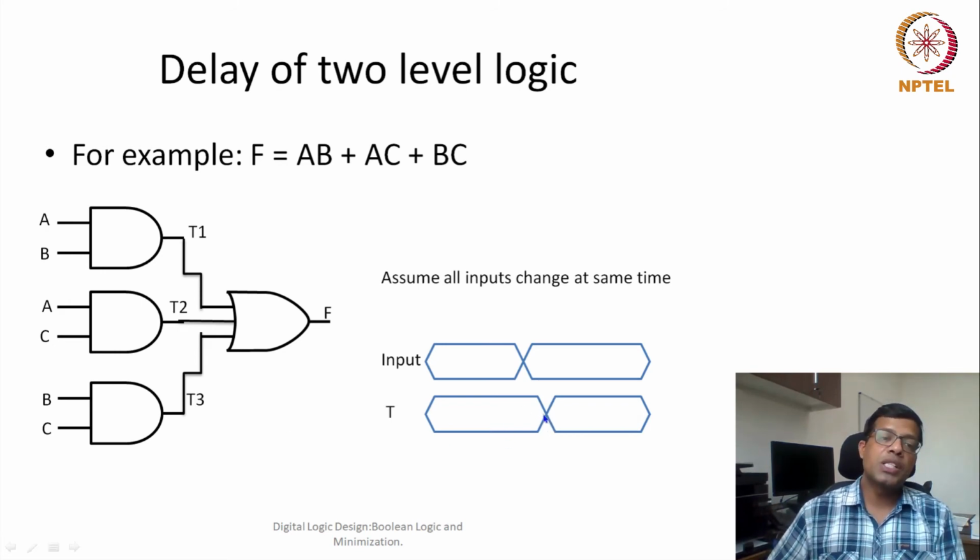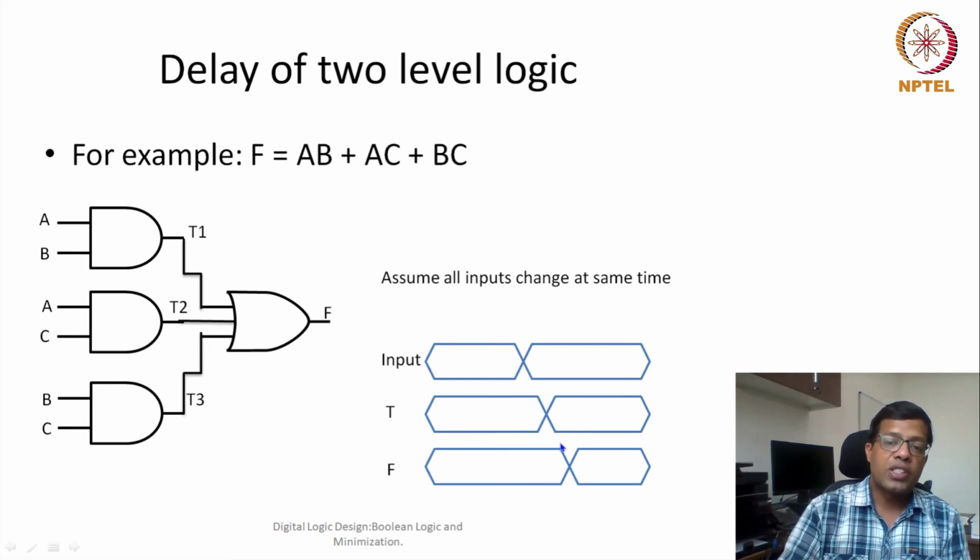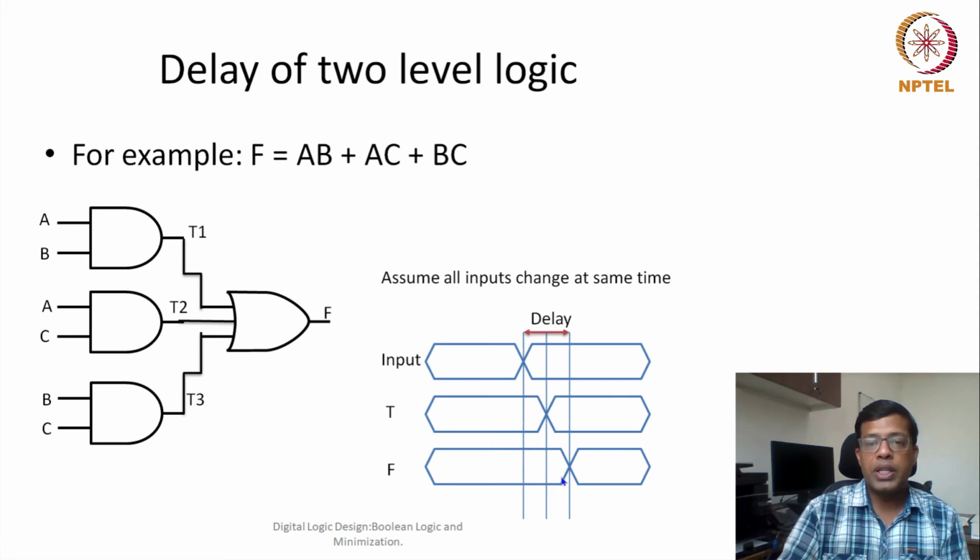But in other expressions, let's say a particular AND gate has 4 inputs, another AND gate has 3 inputs or 2 inputs. The gate which has 4 inputs would give the output after a little more time than the gate with a smaller fan-in. After all of these inputs have changed, then at the second level, f will change after some more delay. The total delay would be the sum of two levels.